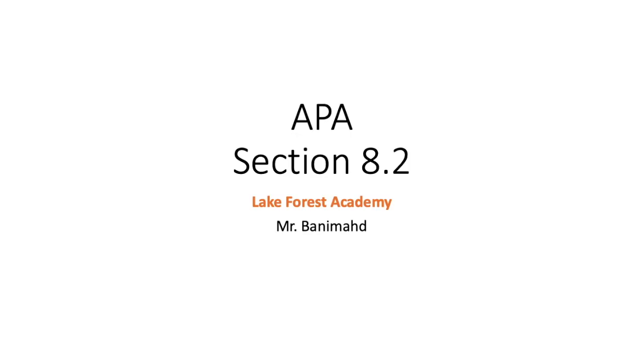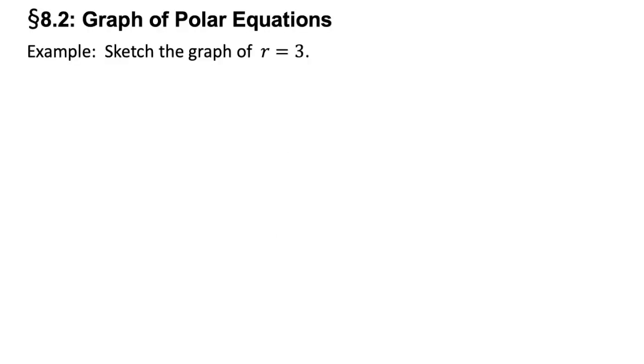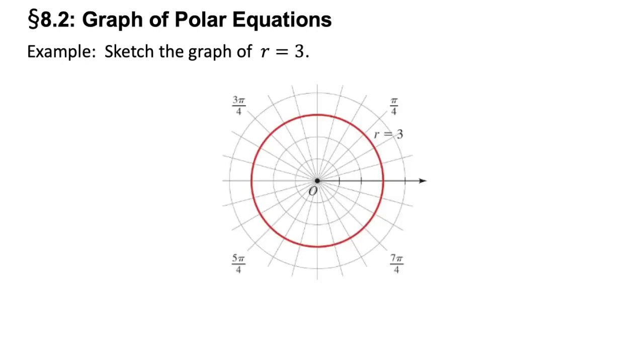Section 8.2, Graph of Polar Equations. We've gone over graphing some basic polar equations. Here is another one with r equals 3. This is simply a circle with a radius of 3. You can see that we're using a different graphing grid that has special angles and radii of 1, 2, 3, and 4. This is the polar coordinate plane.